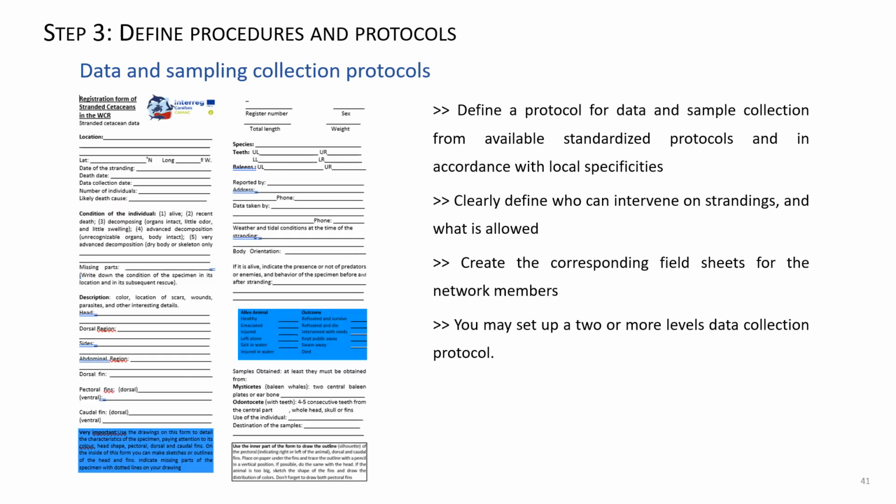It is then important to define a protocol for data and sample collection from already available standardized protocols and in accordance with local specificities: species, threats, resources. Don't forget to clearly state who can intervene on strandings and what is allowed depending on the legal framework, and also to draft the corresponding field sheets for the network members.